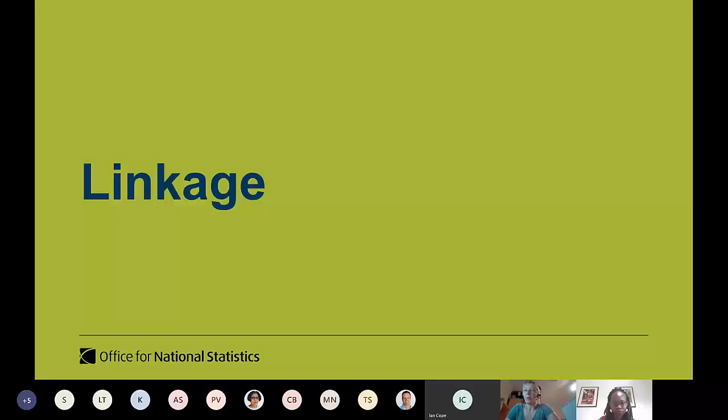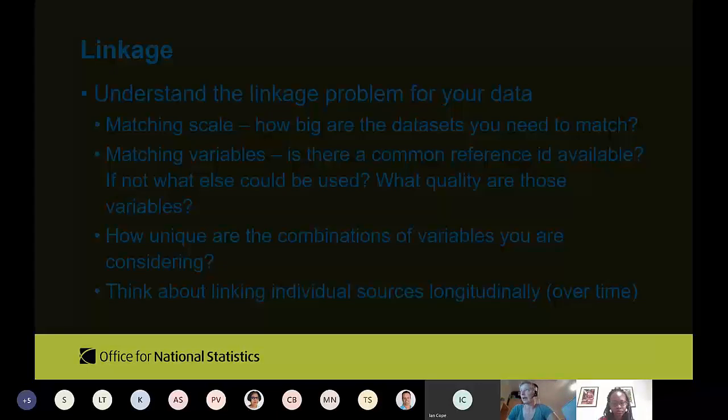We don't have a national population register in the UK, so there's no single ID that's on all our data sources that we could use to link things together. So I'm just going to talk through a little bit about the linkage challenges that we've encountered and how that might relate to you. So it's very much about understanding the linkage problem for your data. And that I think will vary from country to country.